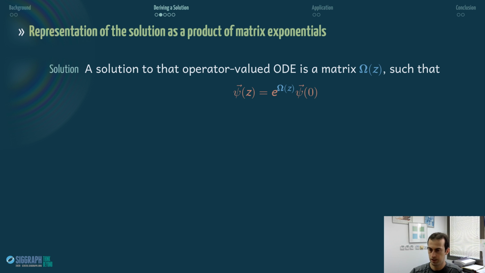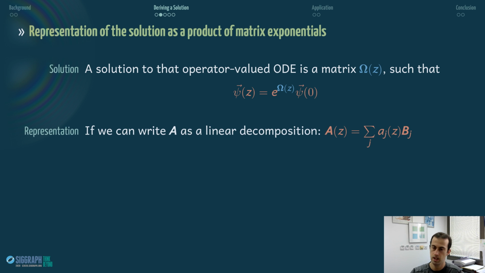By itself, that expansion is, as mentioned, too complicated to be of much use. However, an immediate consequence of the Magnus expansion is that if I were to write out my linear operator A as a linear decomposition over some generators of some Lie algebra, that is, some matrices B subscript j, then I can represent the solution as a product of matrix exponentials as follows.